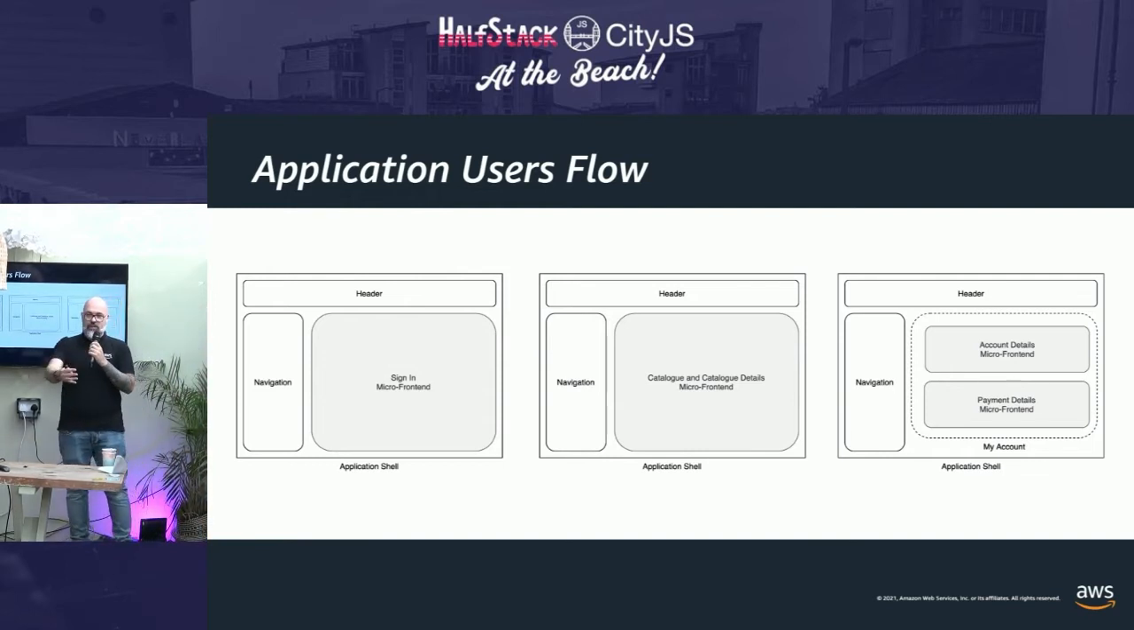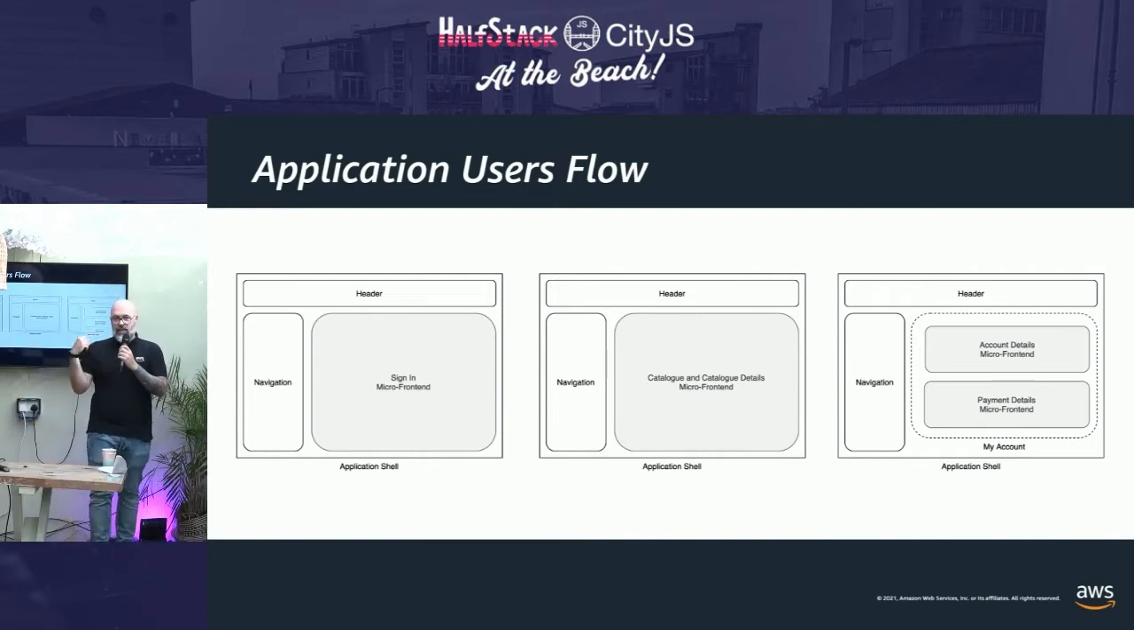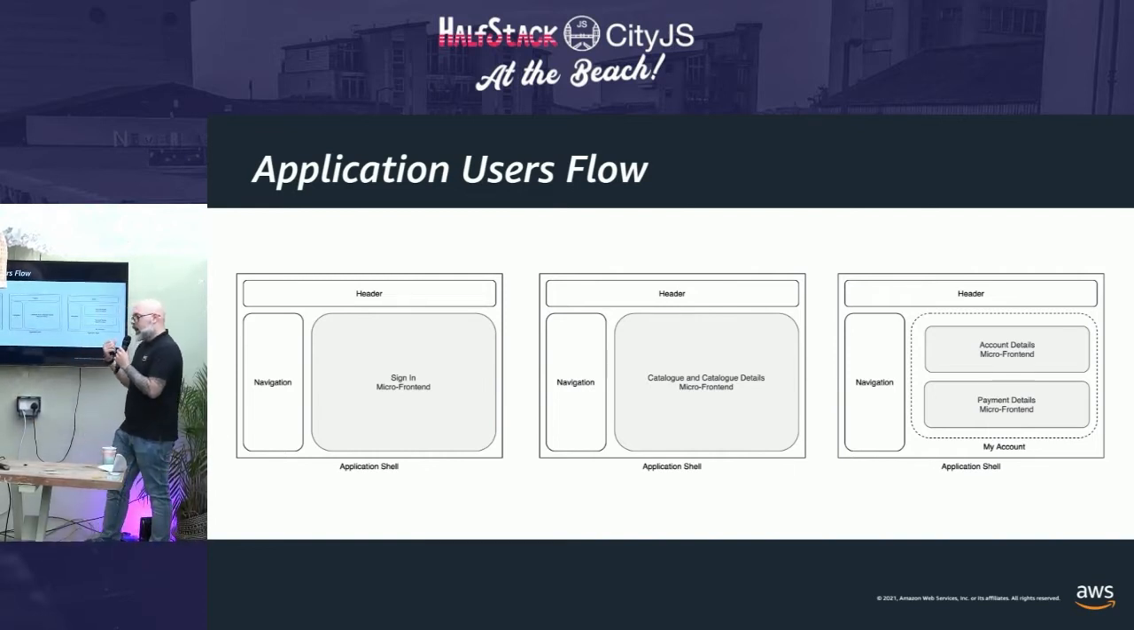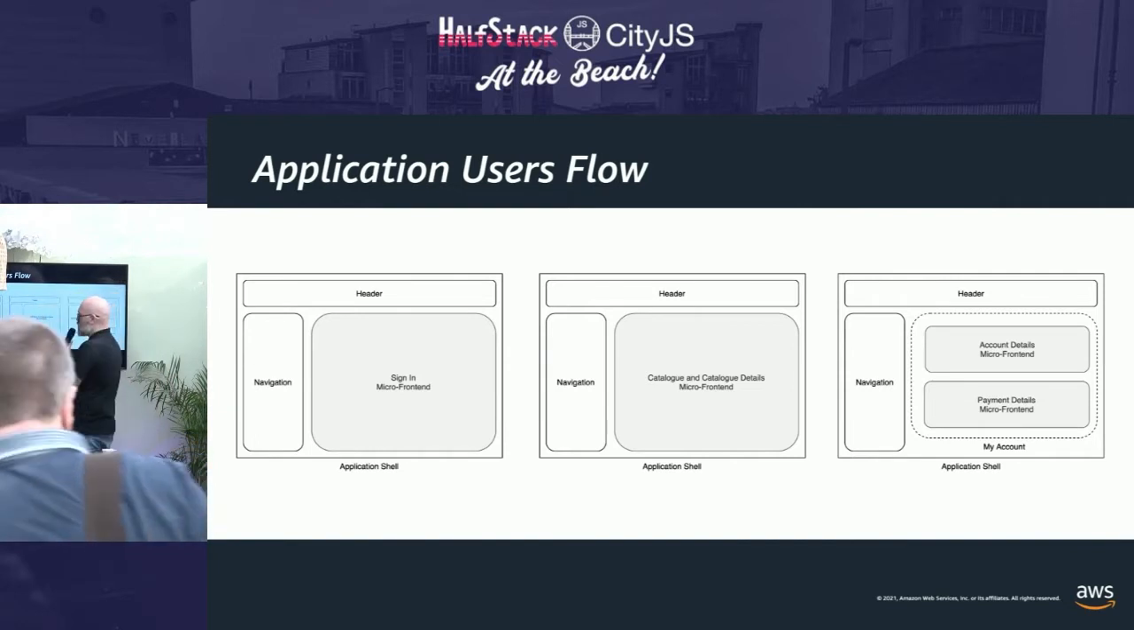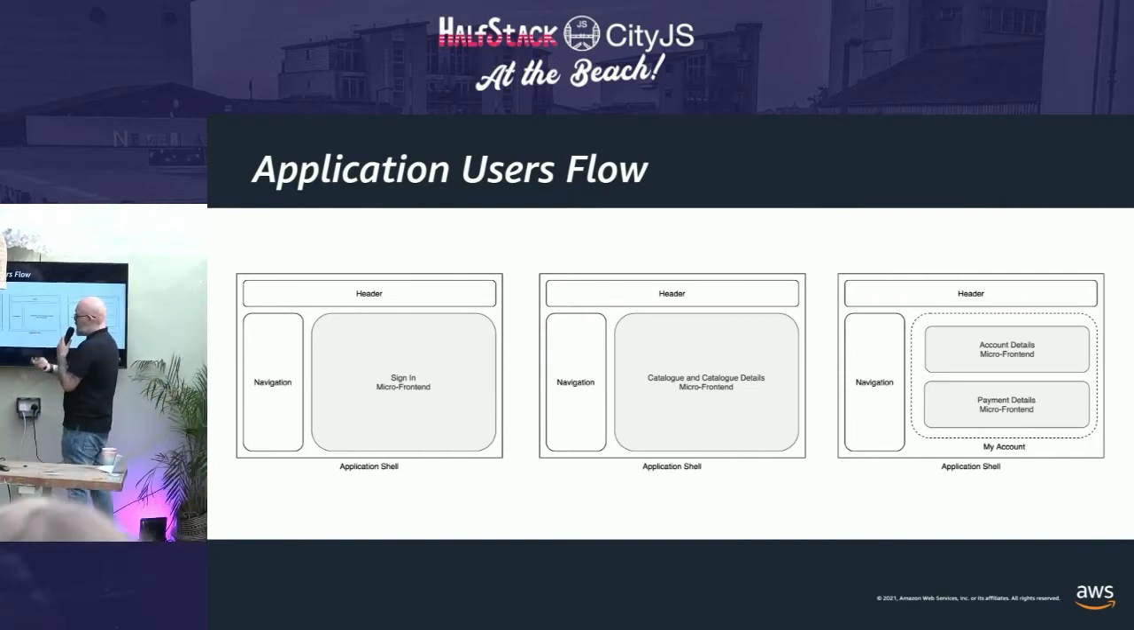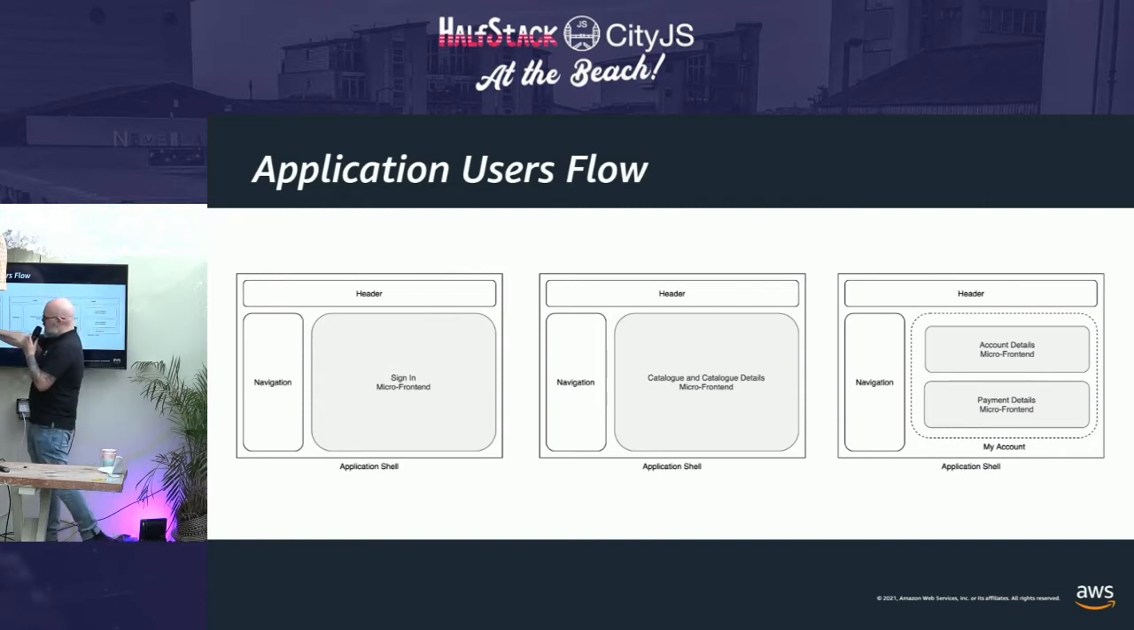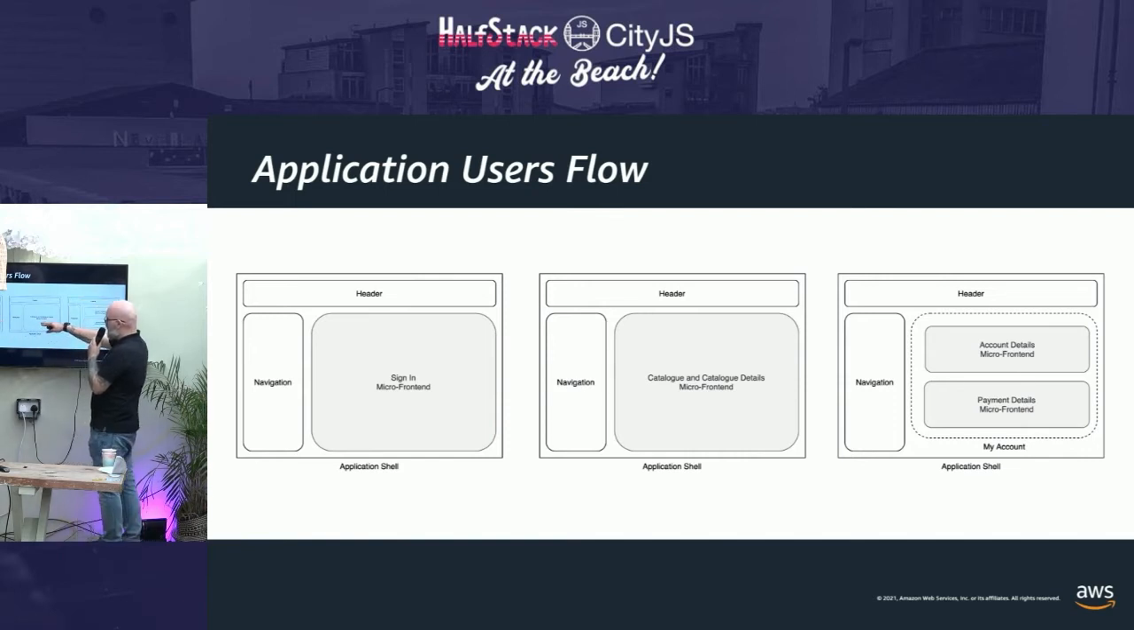So when you go to a website, the first thing that is loaded, in the case of this architecture, is an application shell that remains there for the entire user session. And then the application shell in this case contains the navigation and the header, and we will load different micro-frontends. We have the sign-in micro-frontend, we have a catalog and catalog details, and then we have a very special one, so multiple micro-frontends inside the application shell.